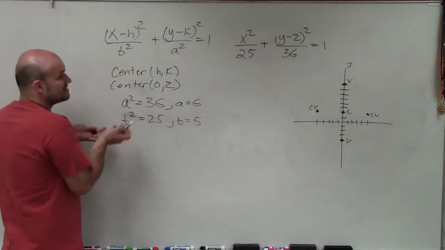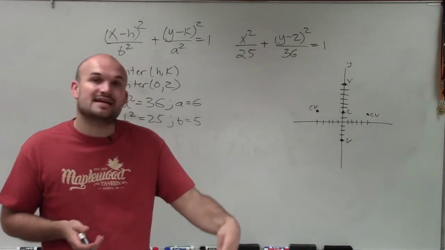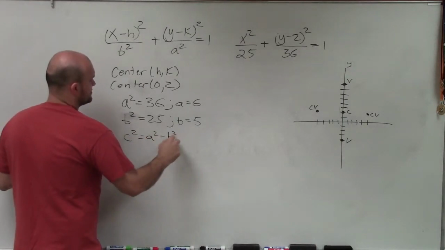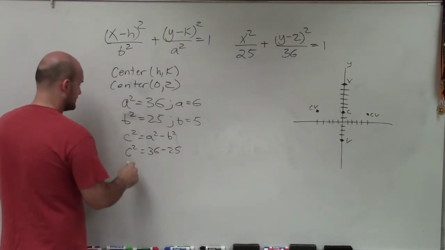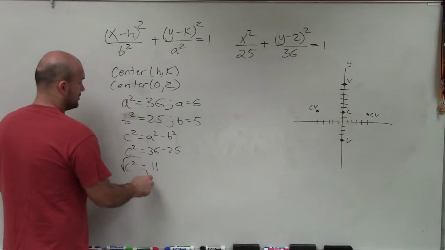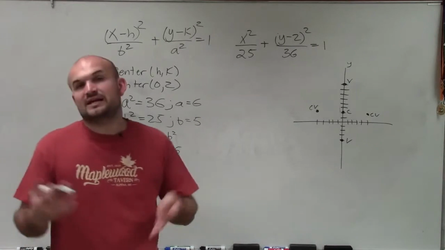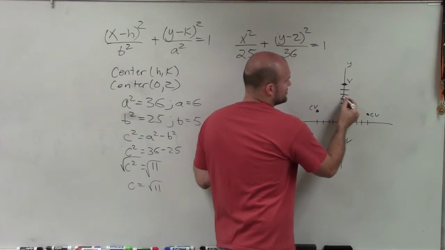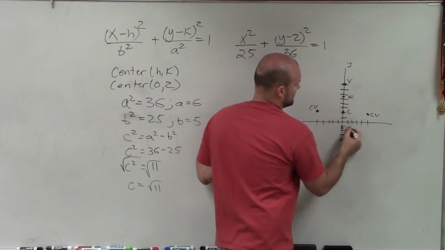Last thing I need to do is determine what c squared is, because c represents the distance from the center to the foci. So the formula that we have is c squared equals a squared minus b squared. Well, c squared equals 36 minus 25. c squared equals 11. Now I take the square root of both sides. Therefore, c equals the square root of 11, which is roughly 3 and some change, 3 and a decimal point. So I'm going to go up 3, 1, 2, 3, and it's in between 3 and 4, and down 1, 2, 3, in between 3 and 4. And I'm going to label those as my foci.